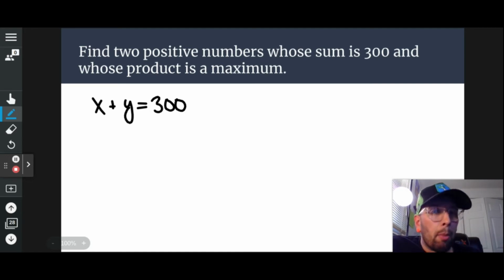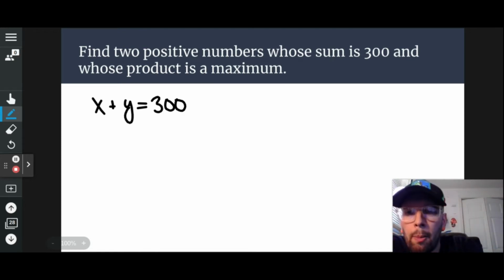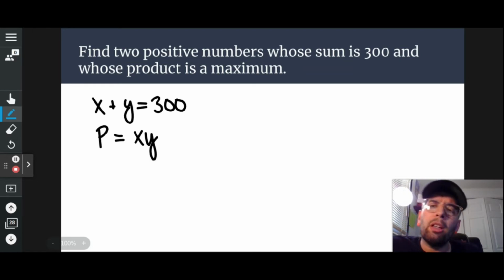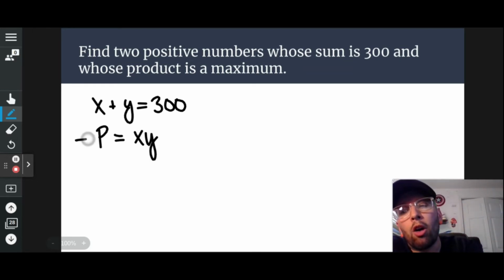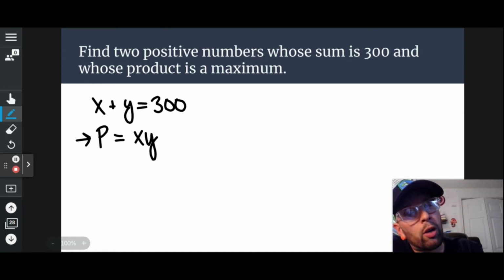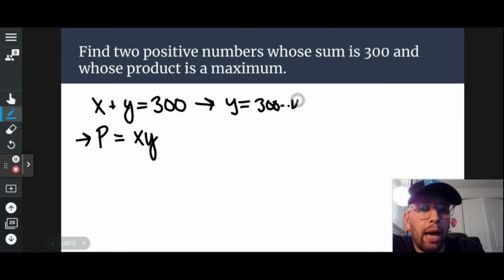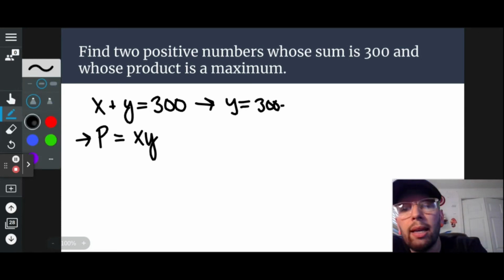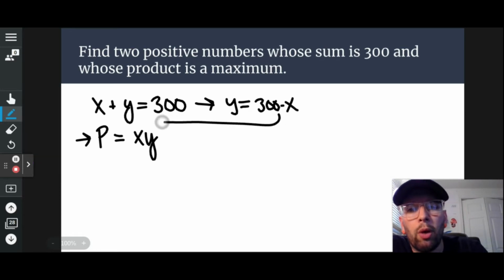What else? You have to maximize the product. So the product, I'll just make it capital P, is going to equal x times y. Well, my job is to maximize the product. So my goal is to maximize this. The issue with maximizing that is I have an x and a y. But since I already created that equation, all it would take is for me to subtract x from both sides, and then y becomes 300 minus x, pardon me. And now I could take what that y is and plug it into that equation right there.